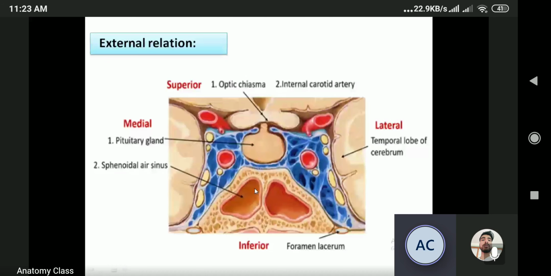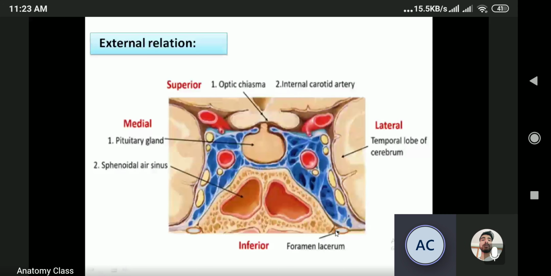While laterally, it is related with the uncus of the temporal lobe of cerebrum. Okay, uncus of the temporal lobe of cerebrum as well as cavum trigeminale, where the trigeminal ganglion is lodged. Okay, laterally it is related with the uncus of the temporal lobe as well as cavum trigeminale, which lodges the trigeminal ganglion. While inferiorly it is related with foramen lacerum. Now remember, when you study about the interior of the skull, you be attentive to know where this foramen lacerum is present. Okay, so foramen lacerum is the inferior relation of cavernous sinus.